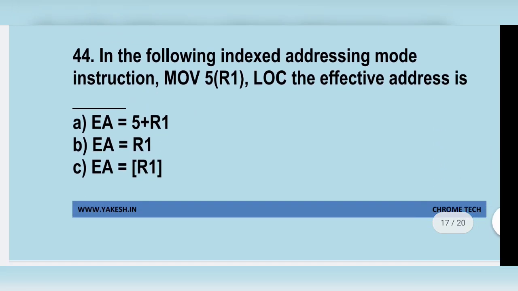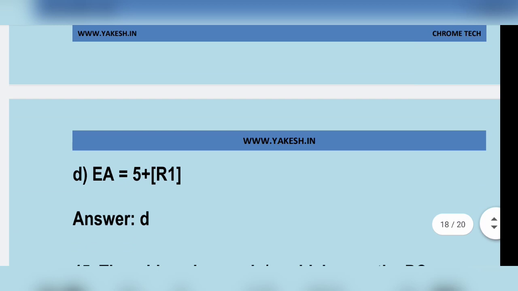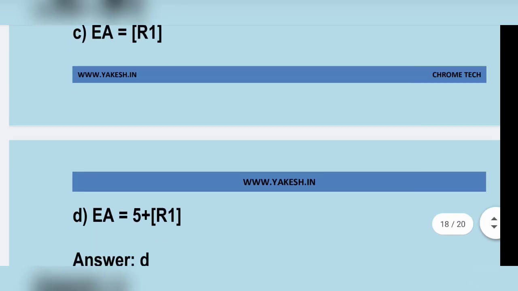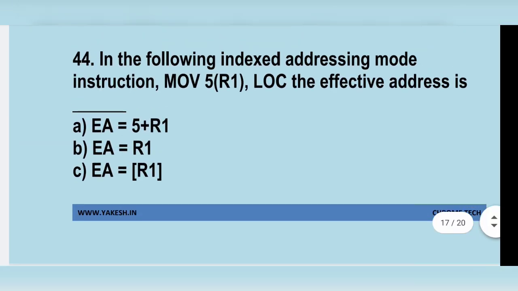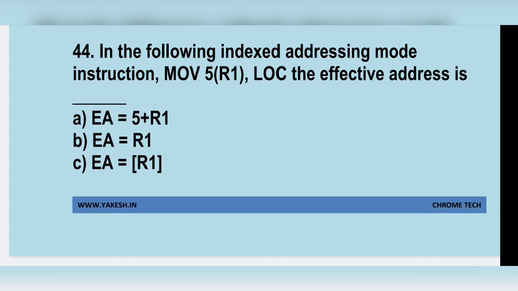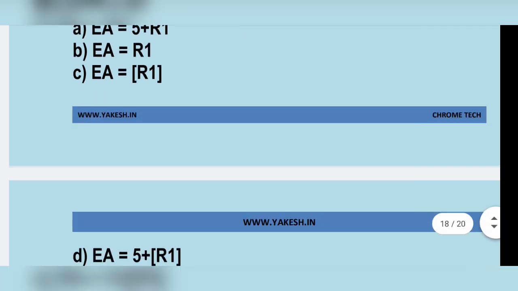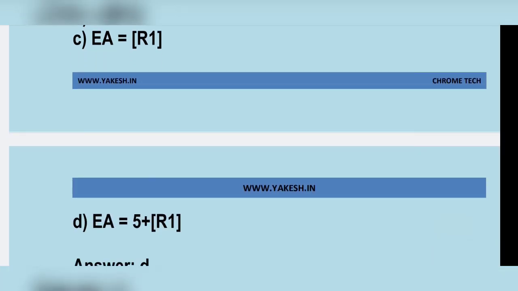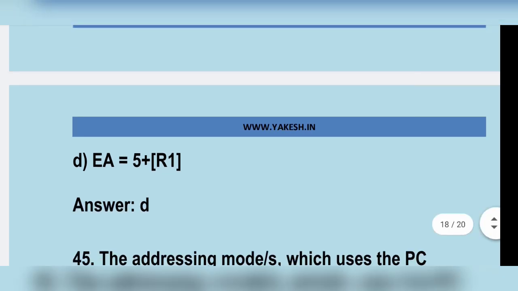In the following indexed addressing mode, instruction move 5(R1), LOC, the effective address is option D, EA equal to 5 plus R1. Option D is the correct answer.